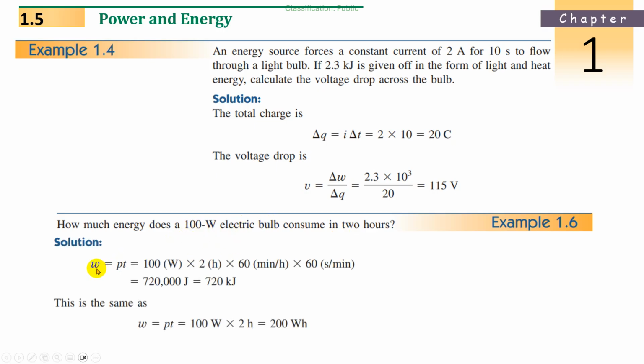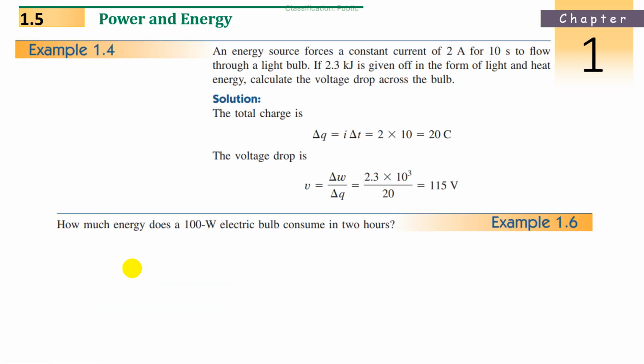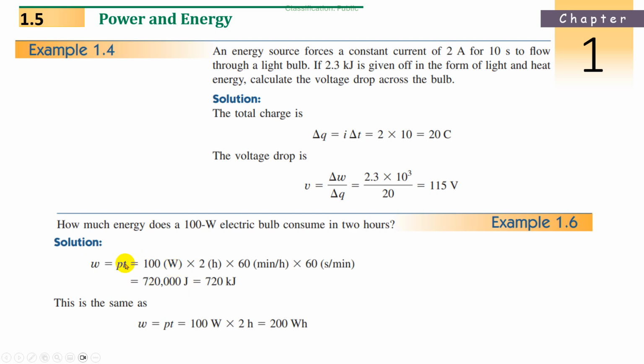Now what is the W? Energy is equal to P times T. What is power? Power is the time rate of energy, dW by dt. Now what is energy? Just reverse: multiply power with the time. Multiply power with time is energy. Vice versa.